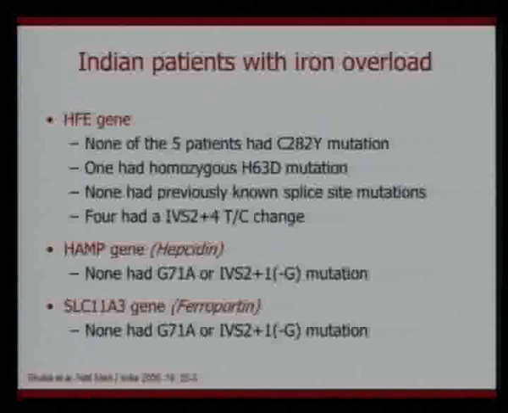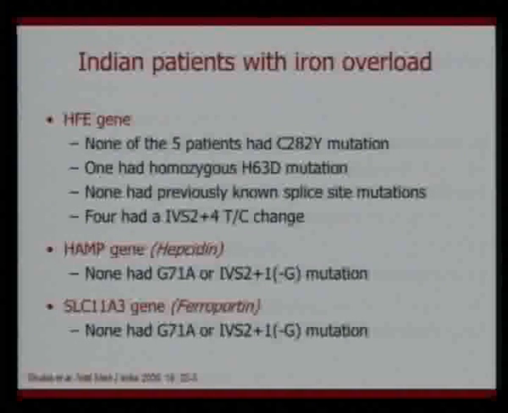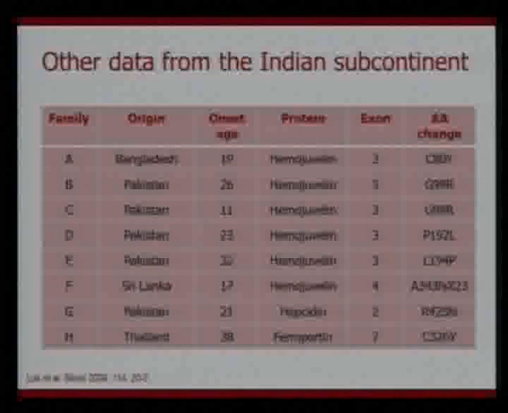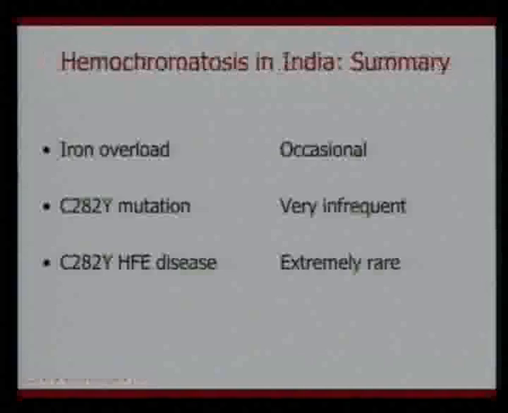We looked for mutations also in the hepcidin gene and ferroportin, though we didn't look at the entire gene, we looked at the known mutations till that time, and none of them had any of those mutations. How do our data compare with others? This is a study published about 2 years ago. They looked at 8 families with similar features as ours, and they found mutations in hemojuvelin, hepcidin, and ferroportin genes.